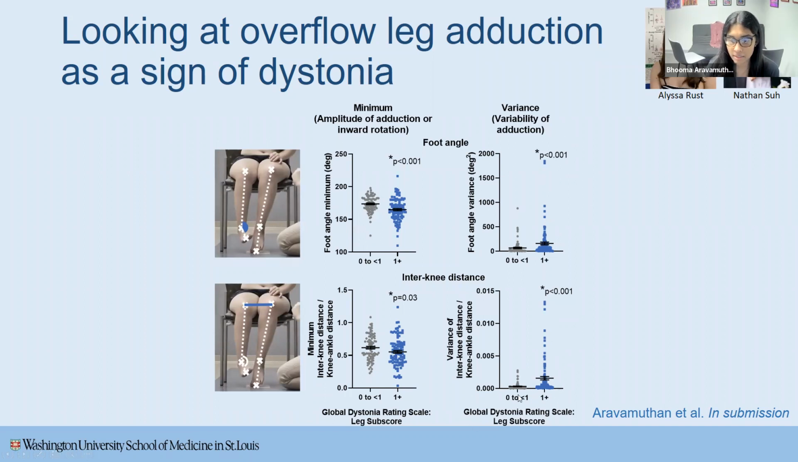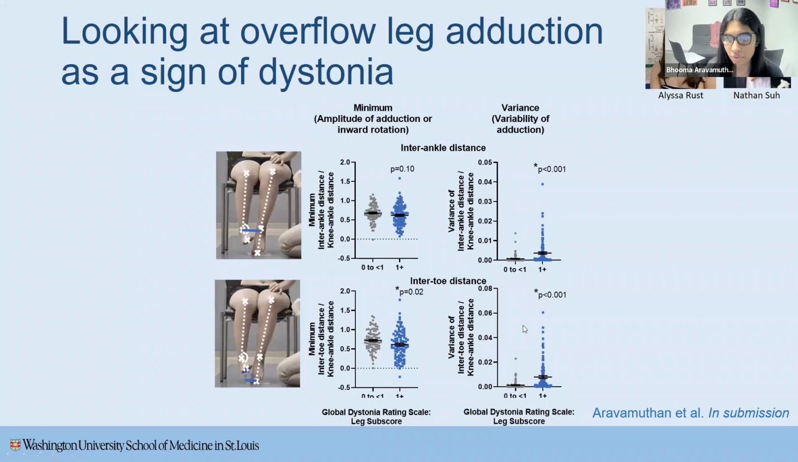So again, blue is dystonia, gray is not dystonia. This is over 194 videos. And you see that there is a cutoff here that will give you, in both of these metrics, but particularly in variance of intra-knee distance, about 95% specificity for a dystonia diagnosis. And we see that carried through in variability of adduction metrics and other parts of the leg as well.